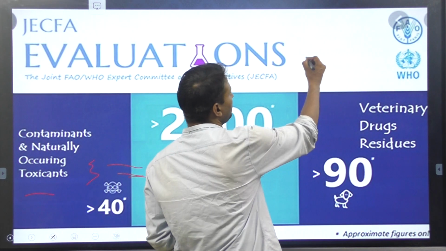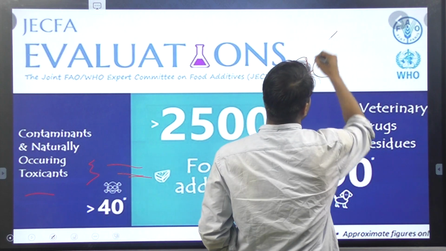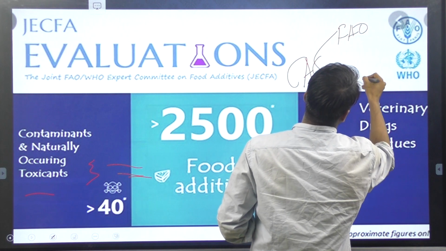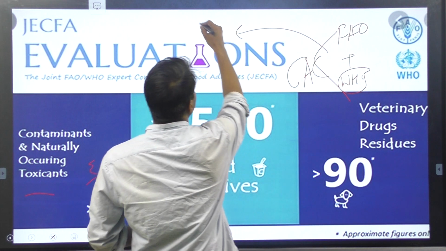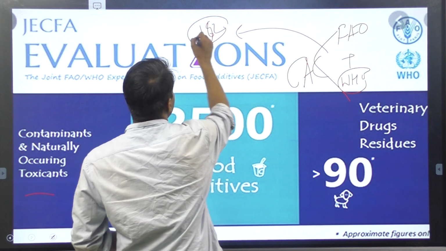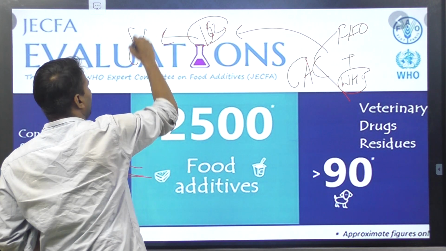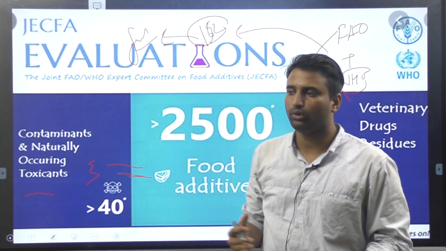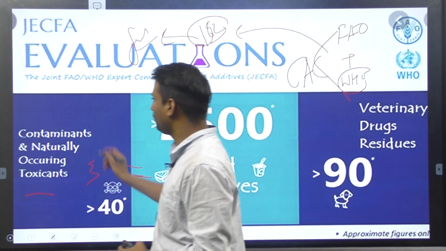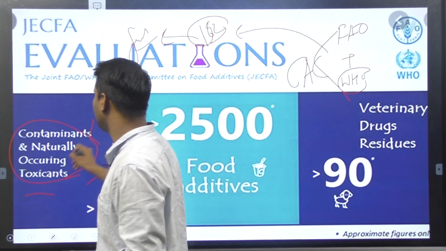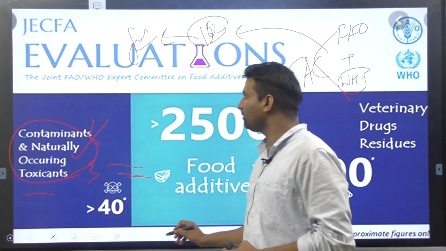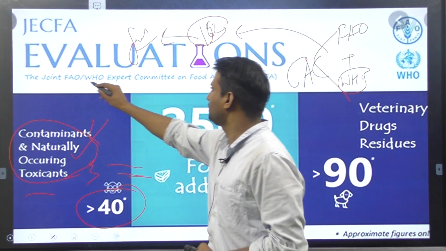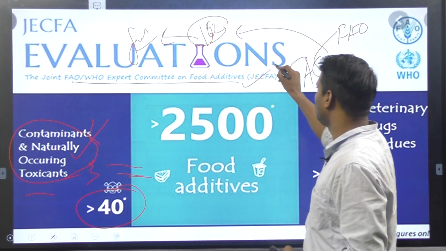You know, the Codex Alimentarius Commission is a joint body of the Food and Agriculture Organization and the World Health Organization. In 1962 they came up with the criteria of food safety, and this is one of the products, you know, of the Codex Alimentarius Commission and Codex text, which are the standards. And what they have defined are the contaminants and naturally occurring toxicants. There are more than 40 of these kinds of contaminants, and it is the Joint Expert Committee on Food Additives, JECFA.